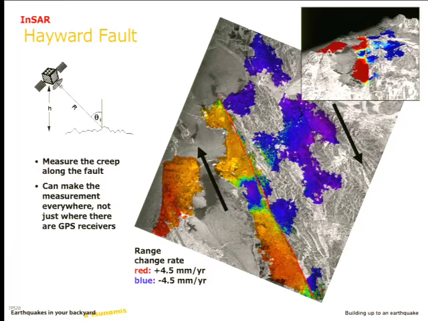Question? Right, so the question was whether it can measure horizontal movement and vertical movement. It can measure movement in the direction of the radar beam. The radar beam is looking down at about a 45 degree angle. So we can measure whether that point has gotten closer to me or further away from me, being a satellite. That's all we can do.